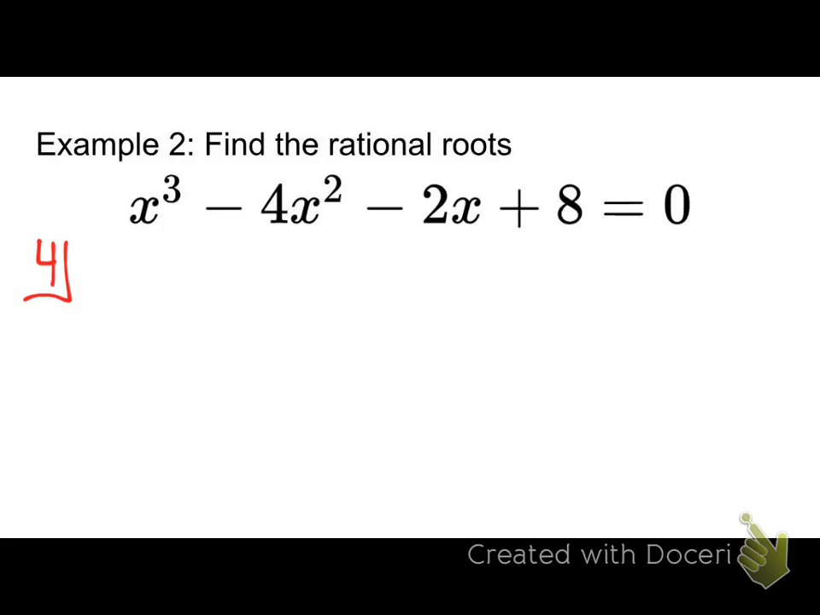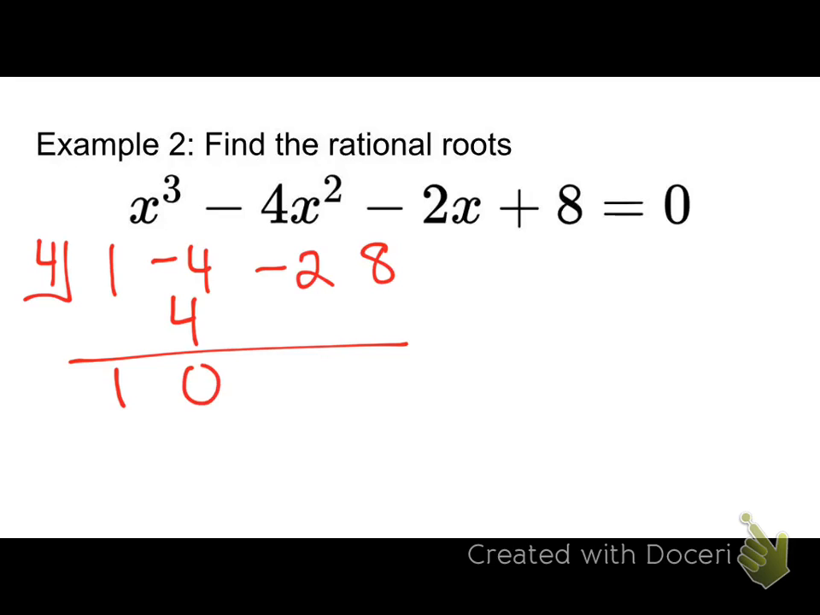So if we check with synthetic, we put a 4 in the box. That's when we're checking. What numbers go across the top? 1, -4, -2, 8. Okay. And then we do our process. We drop, we multiply, we add, we multiply, we add, we multiply, we add. We got a remainder of 0. So yes, I would agree that x equals 4 is a rational root.